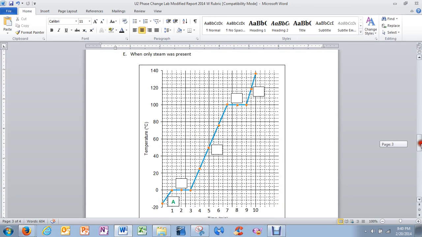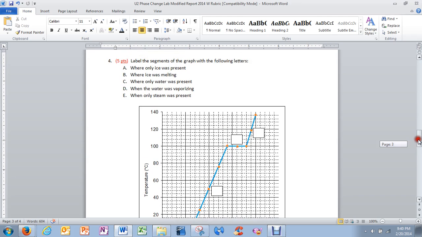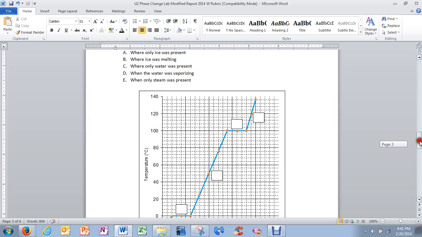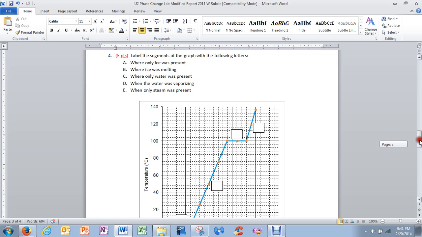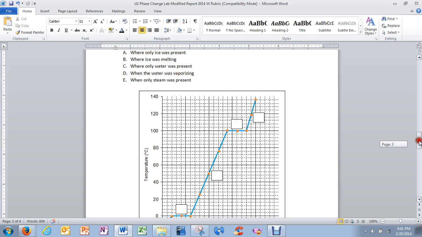Where was ice melting? What box would correspond to that particular situation where ice is melting? And there's water and ice. What about when only water was present? There's one of these stations in which only water is present, not water gas, not water solid, but only water. Which one is it? D, when the water was vaporizing. So when it's vaporizing, I'll give you a hint, water is both liquid and gas. Where would that be? And E, when only steam is present.